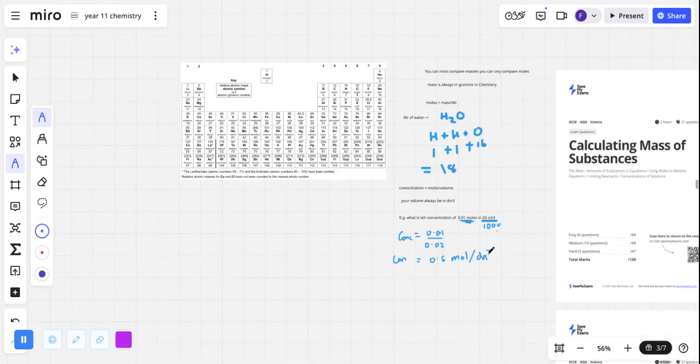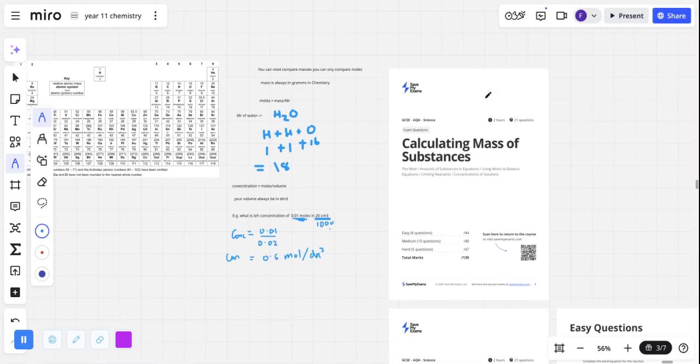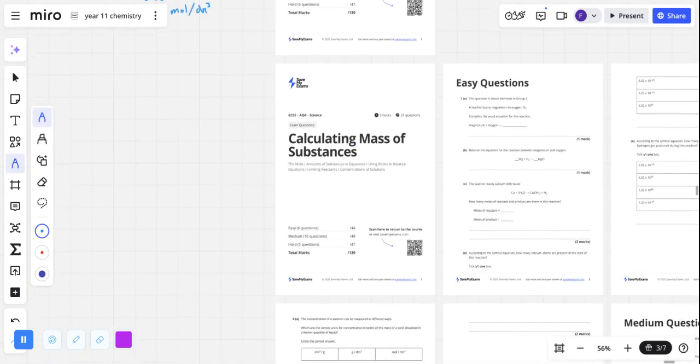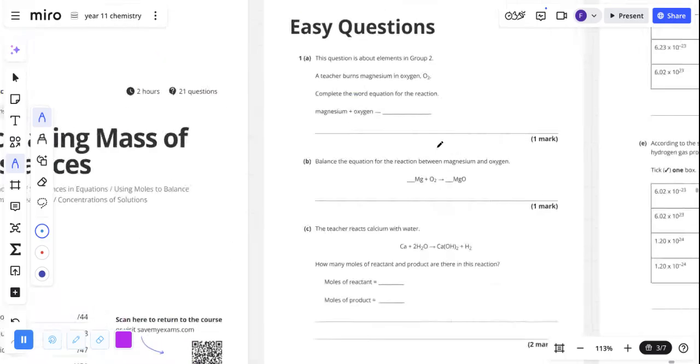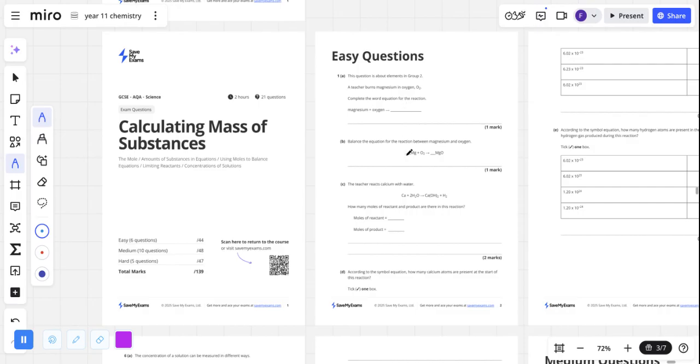All right. So I've kind of rushed through that. I really have, because we've done it before. I've expanded the questions. All right. We a long time ago did naming compounds.